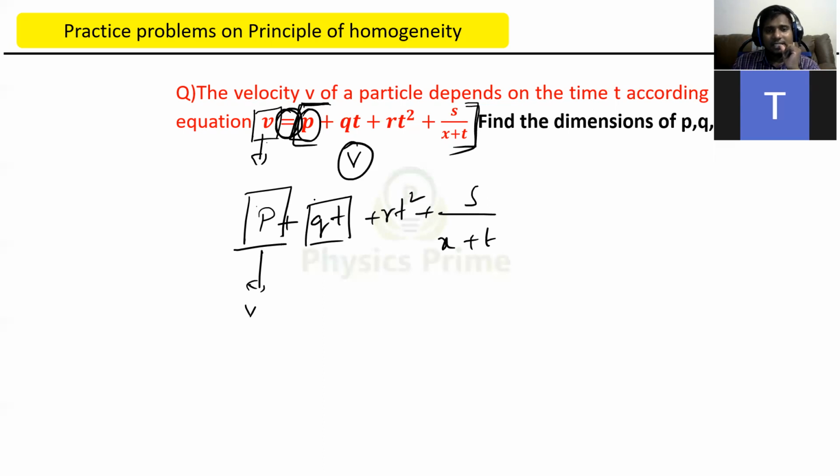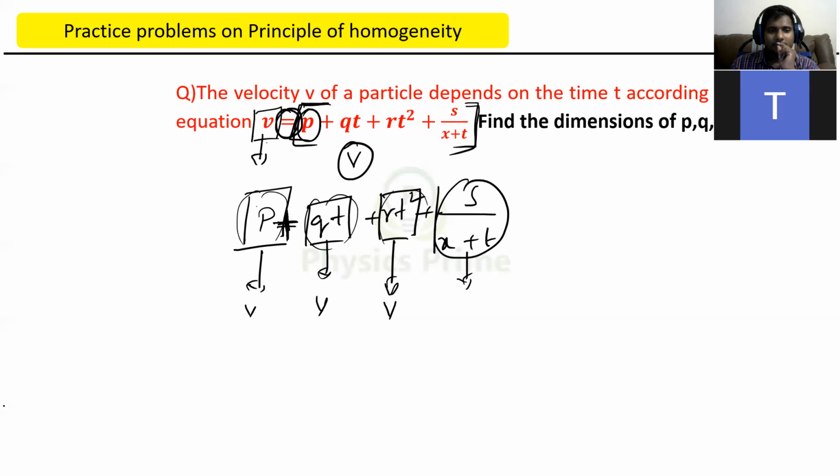So this should be velocity dimension. Not everything, but terms separated by plus. This term is velocity, this term is velocity, this term is velocity. This term should also become velocity. Got it? But carefully observe, there is another plus sign here.